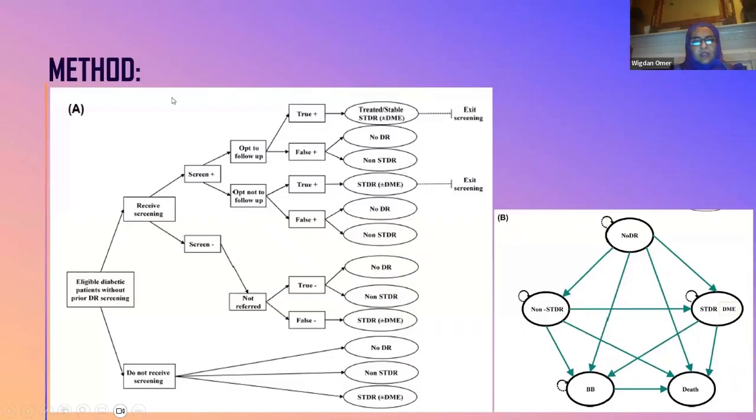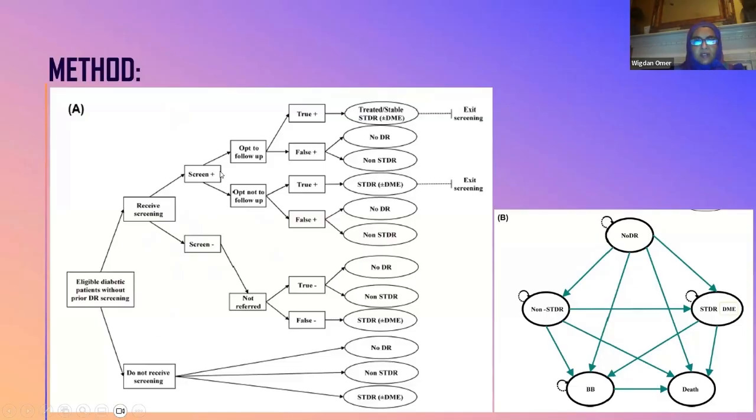So the methods of the study use two modeling techniques, decision tree and Markov. The decision tree basically maps the screening options. Eligible patients are either those who came back from a previous year or those who started screening for the first time, but both are not referrals.